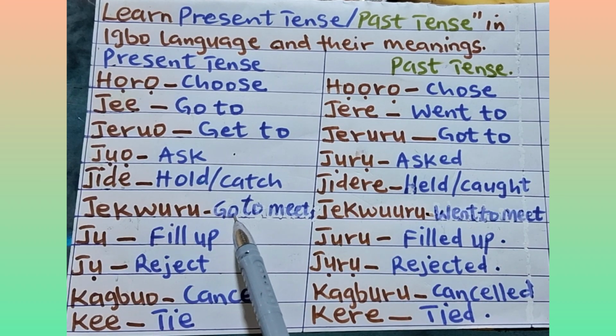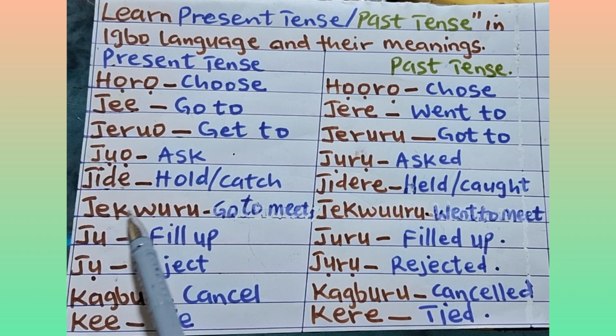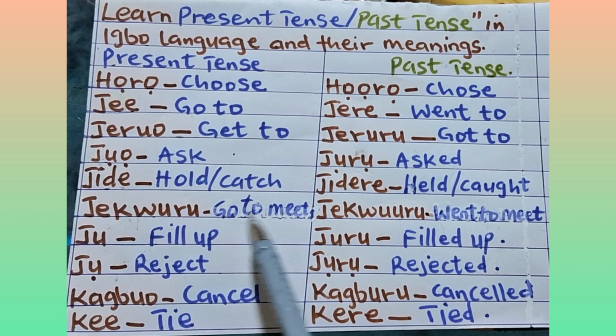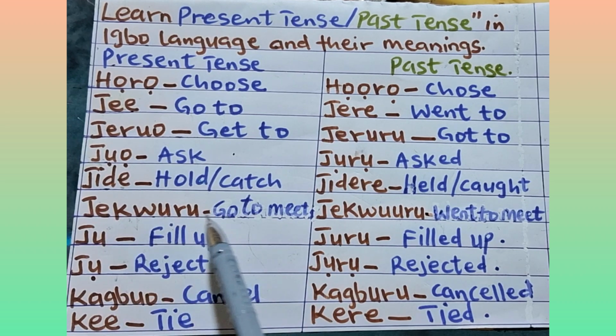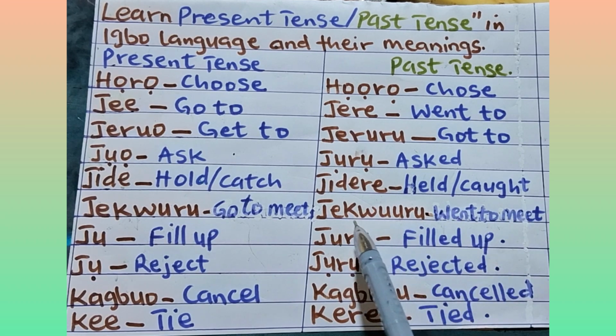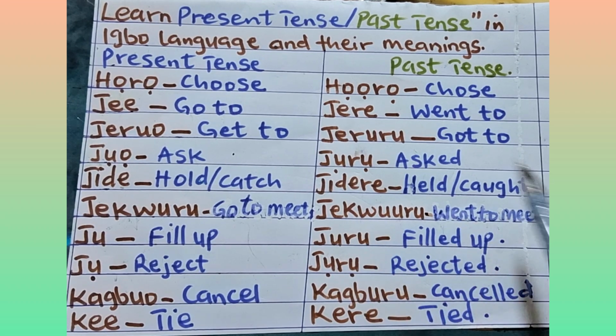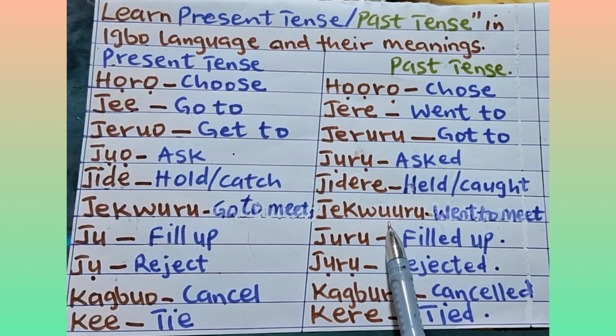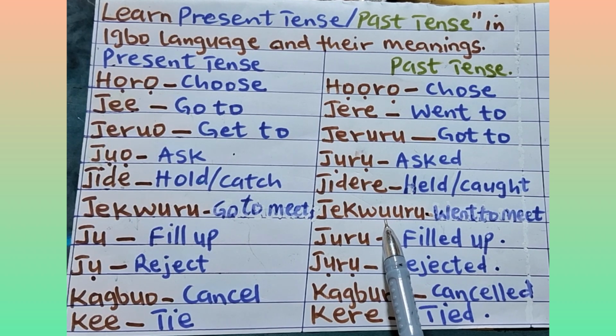Jekwuru, go to meet. Past tense of jekwuru is jekwuru, went to meet. You can see that here we have double u, making us to stress the word, jekwuru.